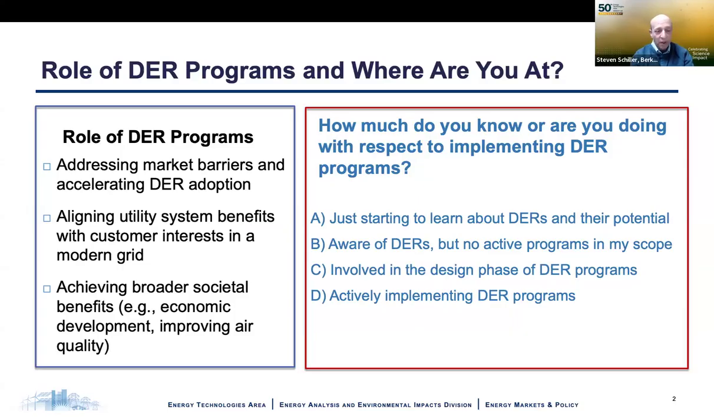that you have. And then working to align the utility system benefits with the customer interest in that modern grid that we're building, so that the DERs can benefit both the consumer and the utility system. And then potentially achieving broader societal benefits, perhaps improving air quality or supporting economic development.